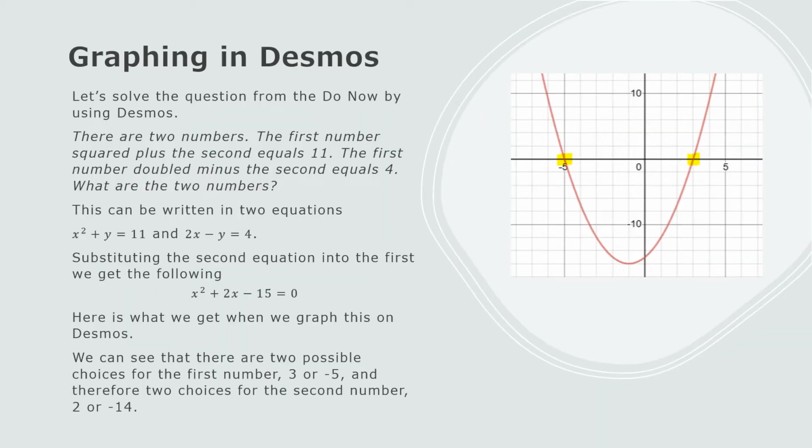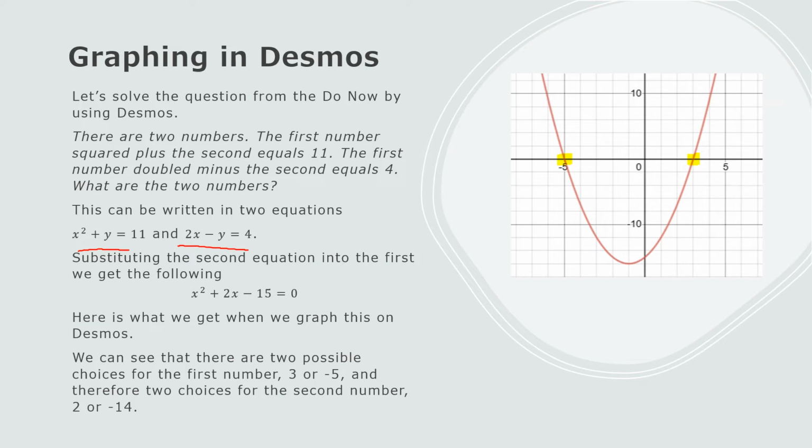Okay, so let's try an example, and we're going to specifically do the example from the do now. So to remind you, there are two numbers. The first number squared plus the second equals 11, and the first number doubled minus the second equals 4. So we can write this as two equations. x squared plus y equals 11, where x is the first number, y is the second number, and 2x minus y equals 4. So those are our two equations.